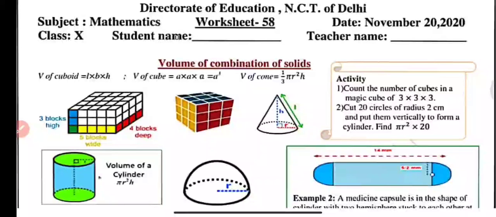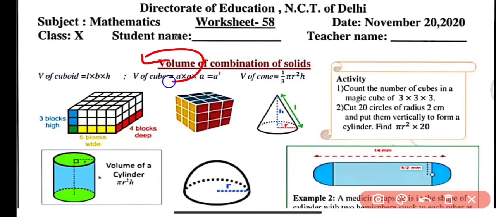Today in this video we will do worksheet number 58 for class 10 subject mathematics. In this video we are going to do some problems based on volume of combination of solids. So first of all, try to understand the meaning of volume. Volume of any three-dimensional object is the space occupied by that object. If that object is hollow, then this volume will be considered as the capacity of that object.